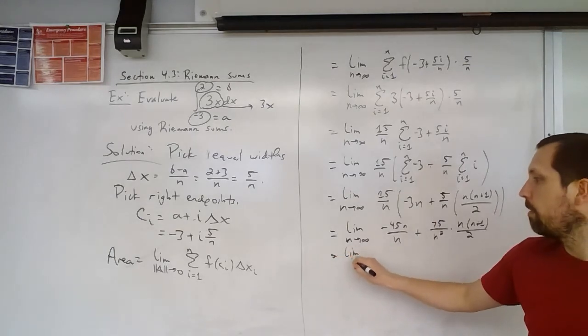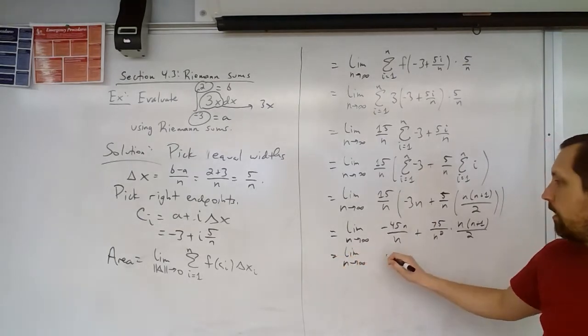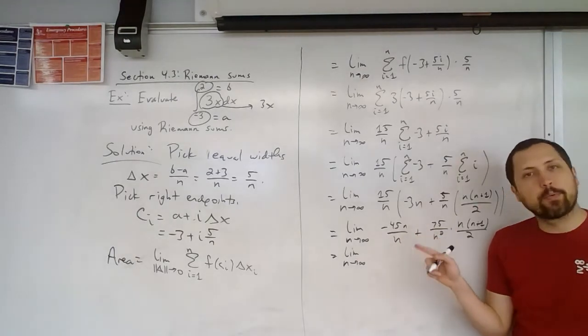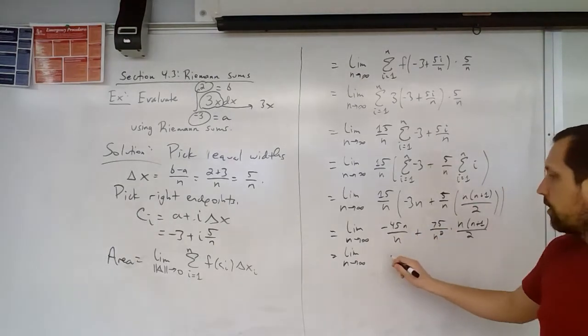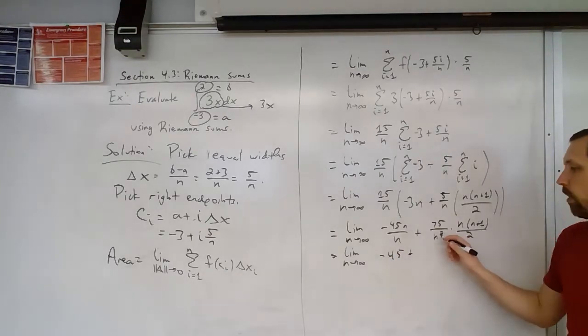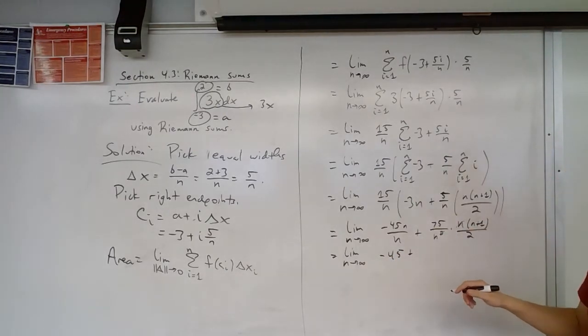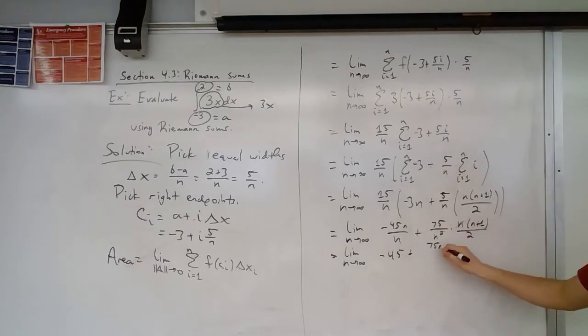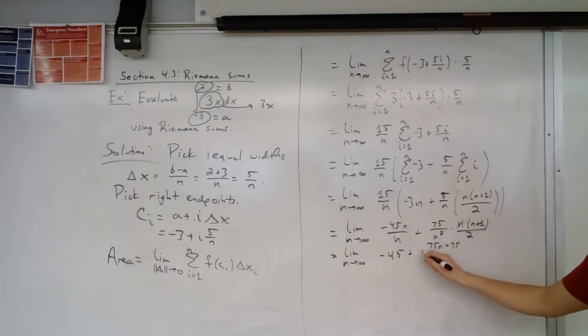So I have the limit as n tends to infinity. I'm going to have this limit here. We can just cancel the n's. So this could be the same as negative 45. And here I can cancel one copy of the n with that n. So I'm going to have 75n plus 75. So if I distribute the 75 into there, divided by 2n.